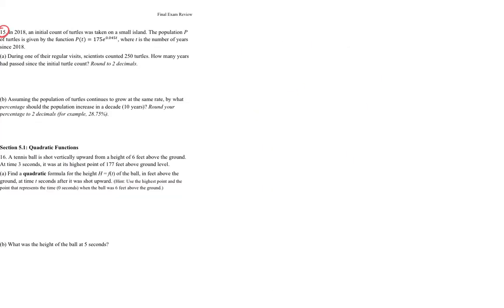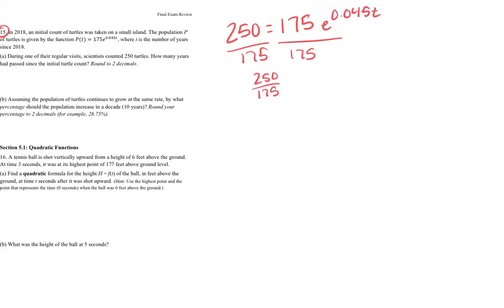Okay, so part A is asking us, during one of the regular visits, scientists counted 250 turtles after how many years had passed since the initial turtle count? Okay, so we are going to put 250 into this equation, or set it equal to this equation, really. 175 e to the 0.045 t. Now we're going to solve for t. So we're going to divide by 175. And then we're going to have 250 over 175 equals e to the 0.045 t.